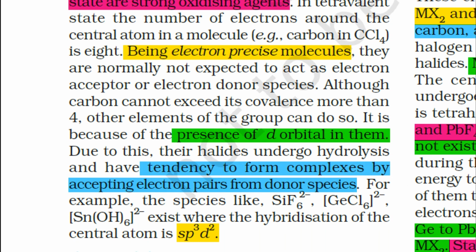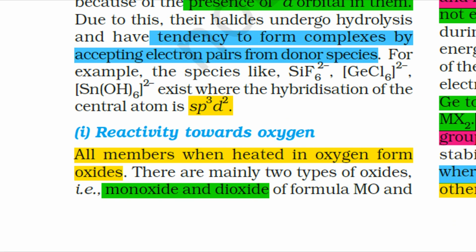So next, carbon's maximum covalency is 4. It cannot expand its covalency beyond that because it has no d orbital, but the other members can expand their covalency. That's why species like SiF6 2-, GeCl6 2-, Sn(OH)6 2- exist, where the hybridization of the central atom is sp3d2. Next, reactivity towards oxygen.